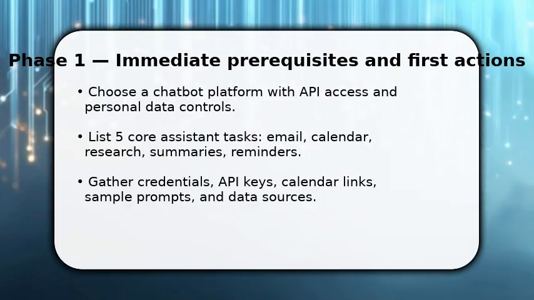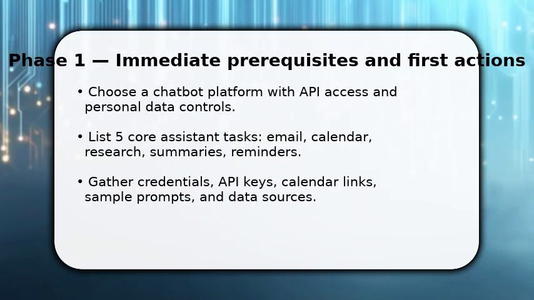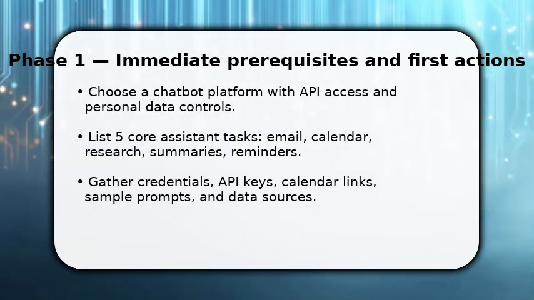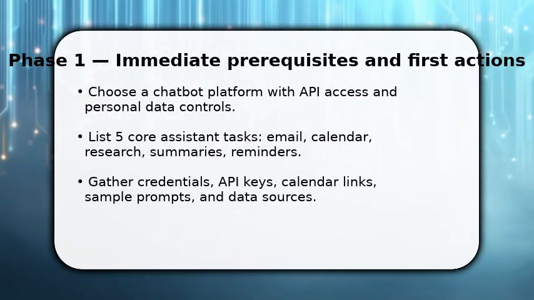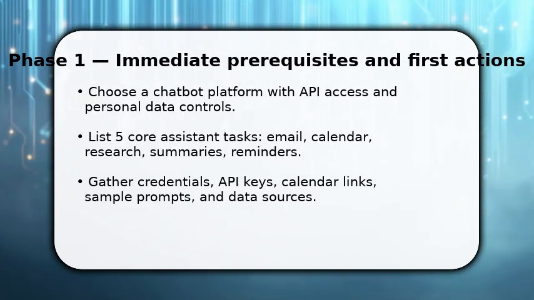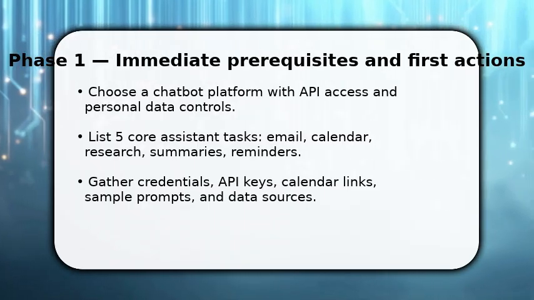You start by securing the essentials, a platform with API access and permissions you control. Next, decide 5 core tasks you want automated. List them now. Once done, collect credentials, API keys, and calendar links so the system can act.